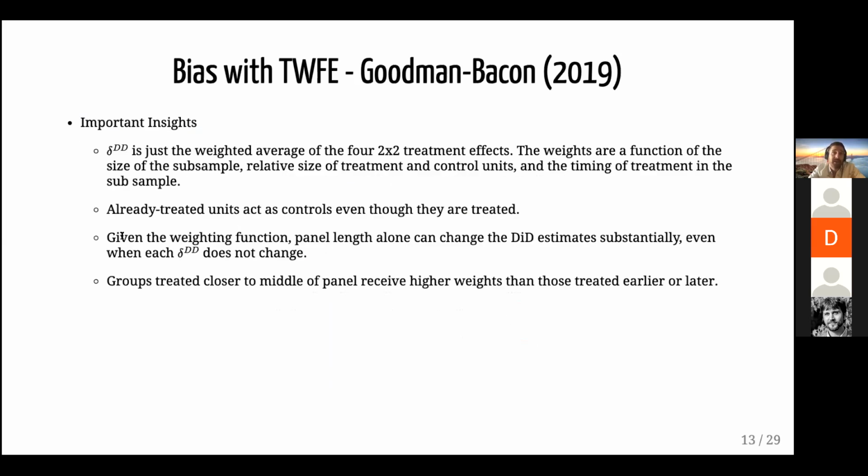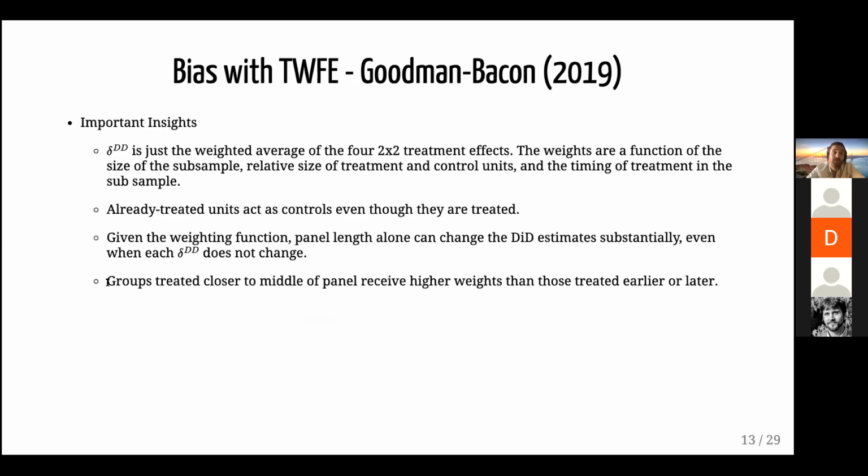Okay, and so a couple of things that come out of this that maybe aren't ideal: given the weighting function, panel length alone can change the difference in difference estimate quite substantially, even when each of these treatment effects doesn't change, right? Because it changes all the weights that go into this. Sometimes I see papers where we're looking at treatments that happened in the late 80s and people just use data through 2010, right? That'll actually change all the estimates underneath here because it's giving different weights to things, even though treatment all happened 10, 15 years prior.